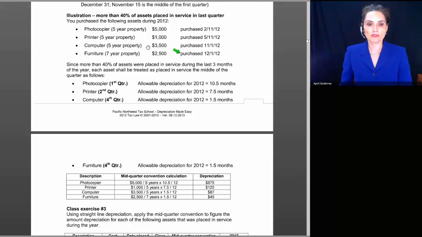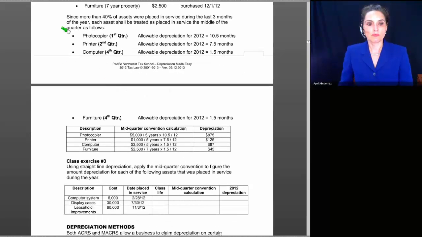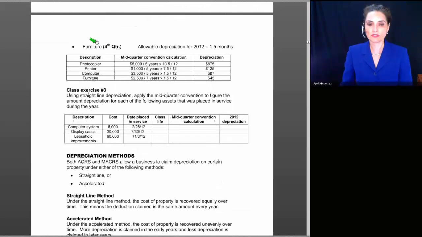When you add up the cost of all of those assets, you'll see that these last two assets are $5,000. The first two assets are $6,000. So we have more than 40% of the assets placed in service in the final quarter, and that means that the mid-quarter convention must apply. When we go down to that, we're going to look at the photocopier first. It was placed in service in the first quarter of the year, so it will be allowed 10.5 months of depreciation. The printer was placed in service in the second quarter, so it will be allowed 7.5 months of depreciation. The computer was placed in service in the fourth quarter. It will be allowed 1.5 months. And the furniture was placed in service in the fourth quarter. It also will be allowed 1.5 months.